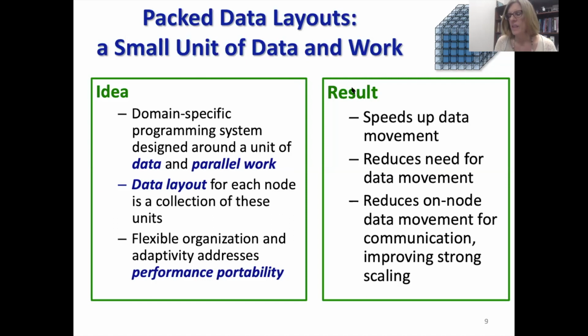The result is that we can speed up the data movement that's required. We can reduce the need for the data movement. And finally, we can reduce on-node data movement that's required for communication, which will improve strong scaling. So these are the claims of the work that I'm going to present today. And I will spend the rest of the talk showing you how we meet these claims, and also generalizing the approach to look at other application domains.